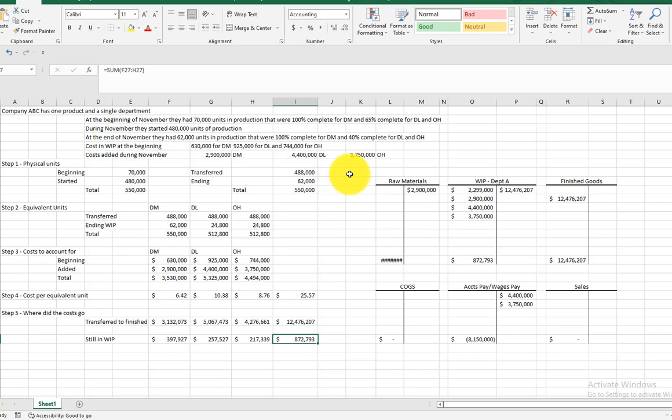Show all of your work, show your journal entries, show your T accounts. Okay, you might have some sales, cost of goods sold. You would use the 2557 to record any cost of goods sold for the units that you sold during that accounting period as well.